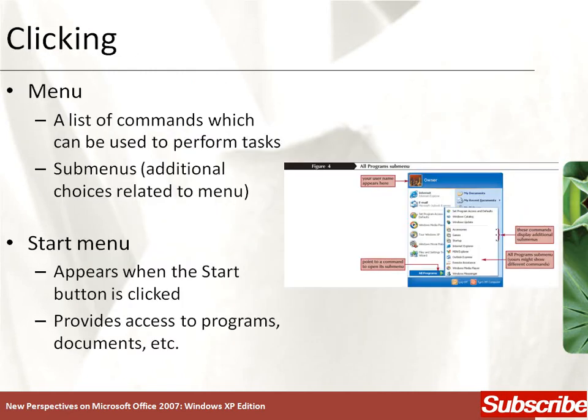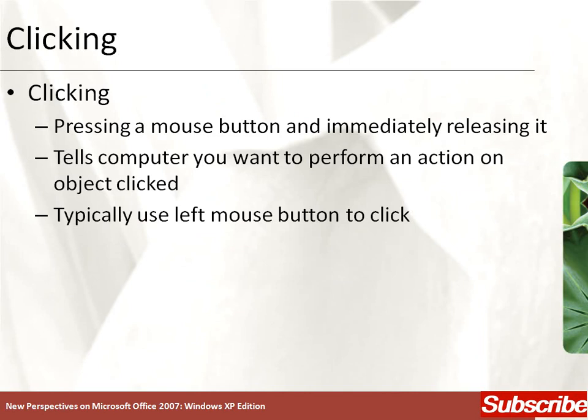So if someone asks what is the definition of clicking, see, clicking means pressing a mouse button and immediately releasing it. It's called clicking. Now what is the job of this clicking? It tells the computer you want to perform an action on the objects clicked. For example, when you click on any object, you are telling the computer, do this job. Got the concept? Right command. So it's called telling the computer. Got the concept? Now how do computers do that?